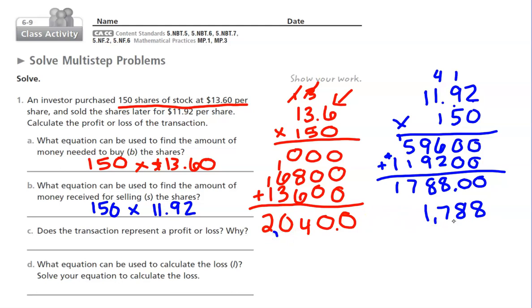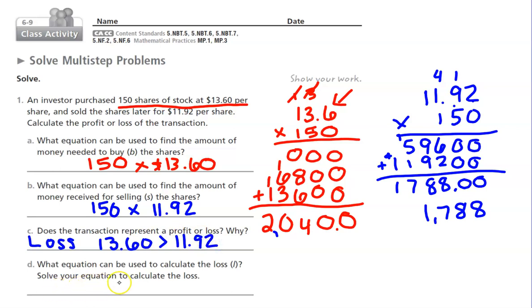So it says, does the transaction represent a profit or a loss, and then why? So we have to look to see what happened. We bought them at $13.60, and we are now selling them at $11.92. So this number is smaller because of that. That means that I am going to make a loss. That means that I am not going to have as much money, and we can just say that $13.60 is greater than $11.92. Okay?